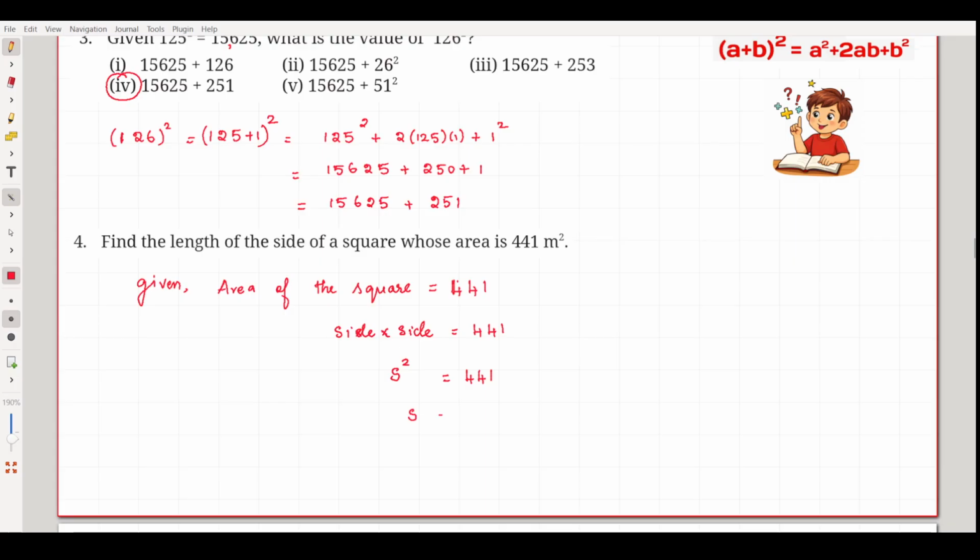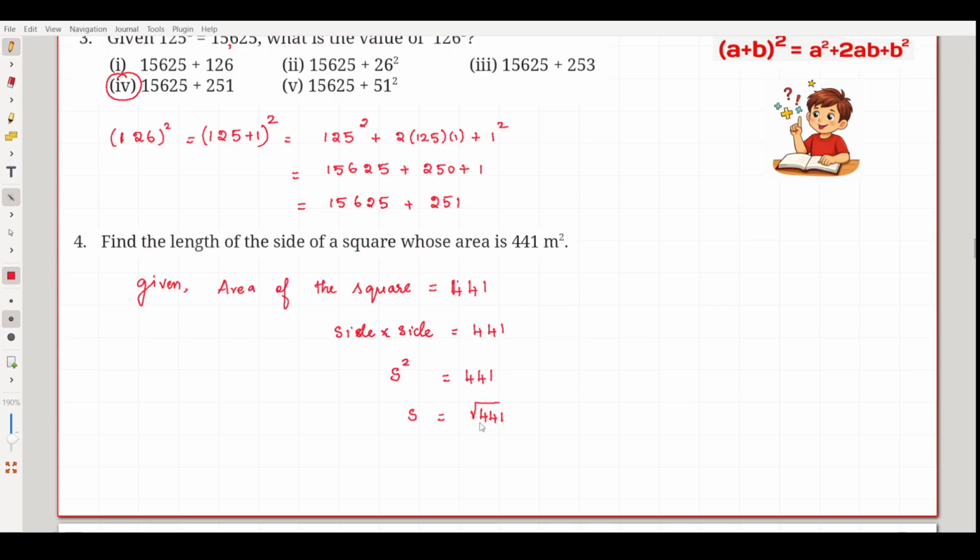If you want to take only the S value, we will be taking plus or minus square root of 441. But in grade 8, as I said, we will be taking only the plus value, so we can just neglect the minus value. Actually, while taking the square root, it will take plus or minus value, but 8th grade goes with only the plus value. So S is equal to square root of 441.